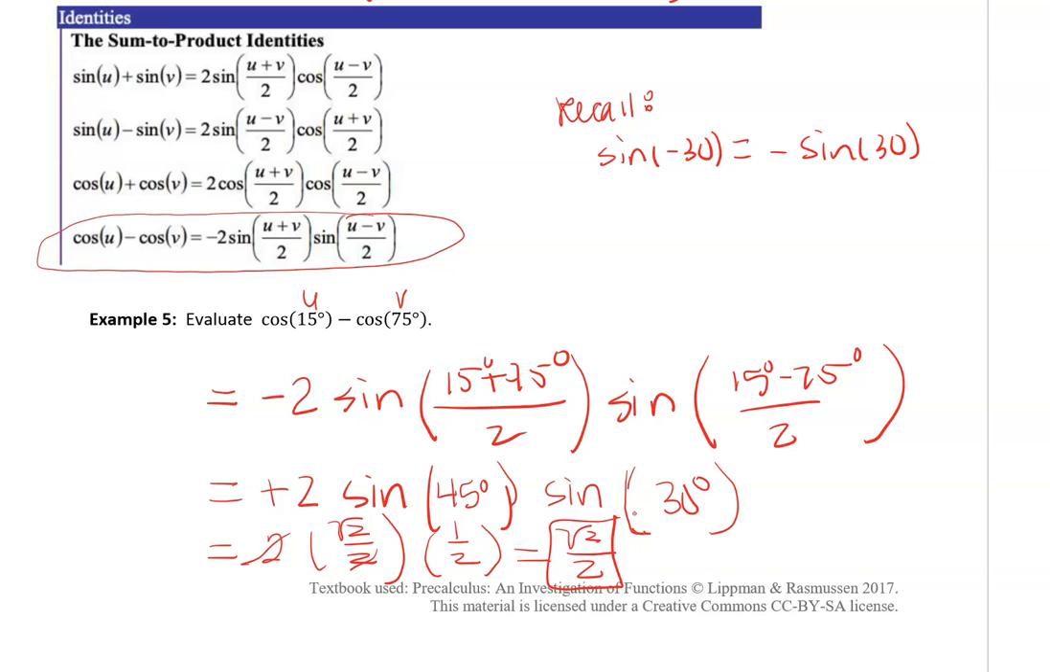So this one not only put together this new product to sum identity, but we also had to recall from the very beginning those negative angle identities. And so it would be really handy as you work through these exercises if you would have these identities kind of handy so you kind of know what you can use. If you need any help along the way, please reach out and I'll be happy to help you.